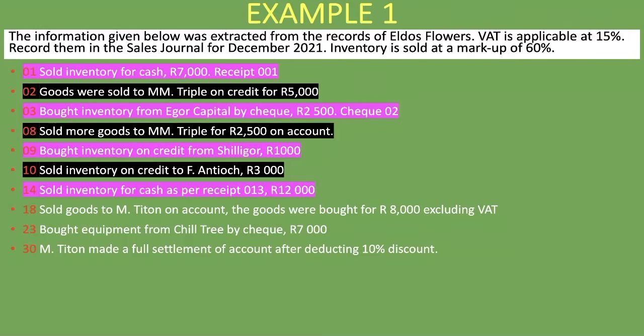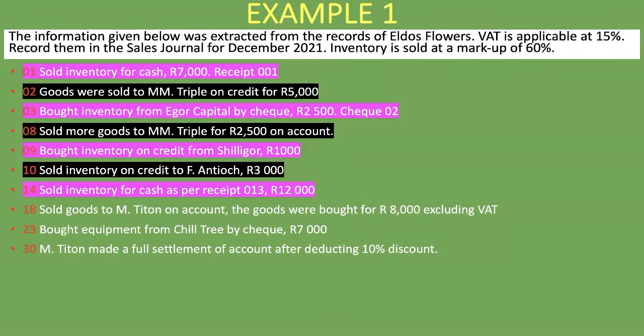On the 18th, we sold goods to M Titan on account. The goods were bought for 8,000 rand excluding VAT. Very important to pay attention to the details we are given here. Firstly, you sold goods to M Titan on account, so we know it goes into our sales journal because we sold it on account or on credit. And then the goods were bought for 8,000 rand excluding VAT. What is that amount? That 8,000 rand is the cost of sales amount. So this time around, we are given the cost of sales amount. We are given the amount for which we bought the inventory.